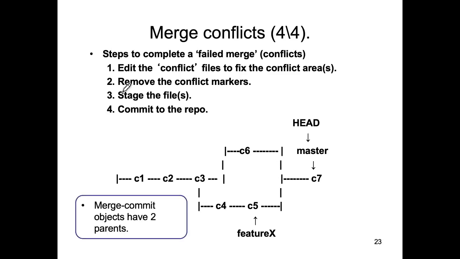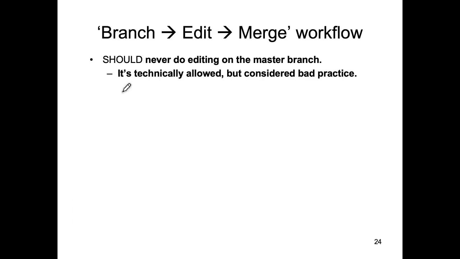Right, a lot of stuff going on there. So this whole branch, edit, merge workflow that I'm talking about: you should never do editing and committing when the current branch is the master branch. Now, sometimes we just fall into that trap. Technically, it's fine, you're allowed to do it, but it's just bad practice, as I mentioned before.